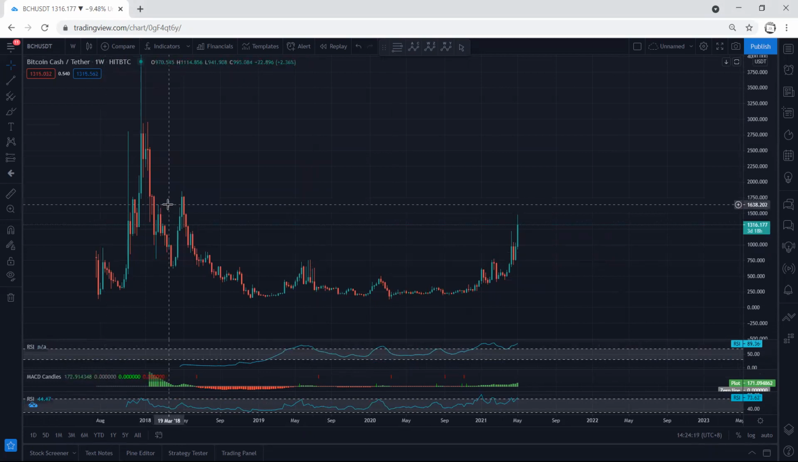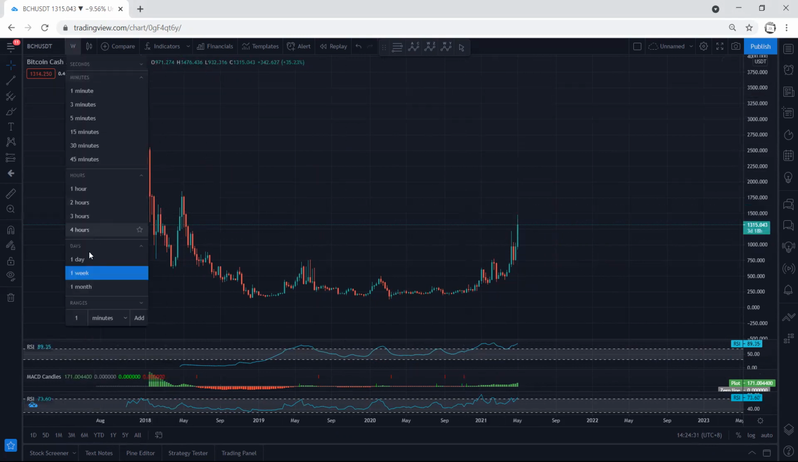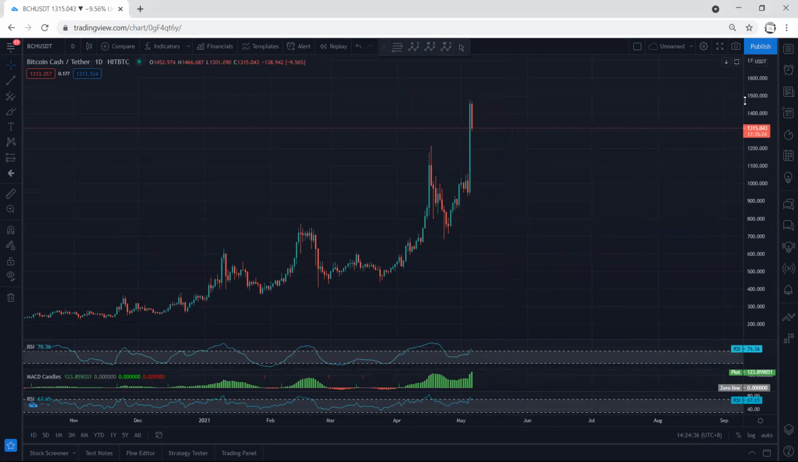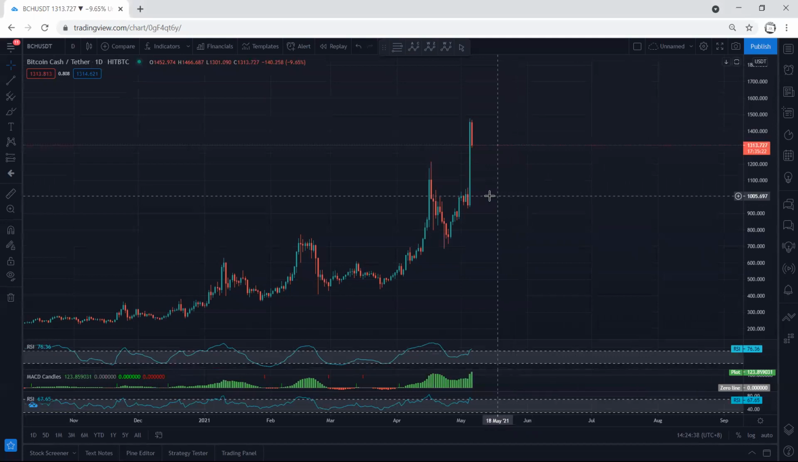The first one is 1638, followed by around here, followed by 1850. That means we still can look for continuation, but the only thing is if we move to daily chart, what I want to say is that even in my last analysis, we mentioned every time we get a sharp move, it is followed by the correction.